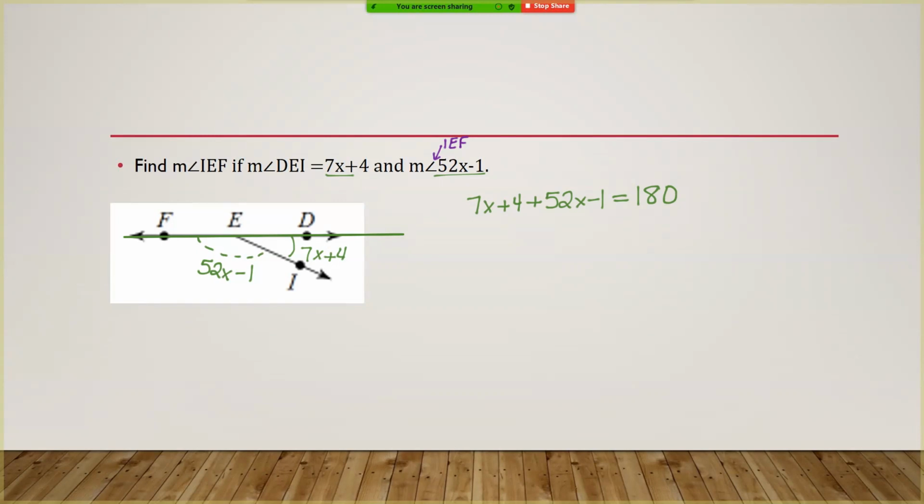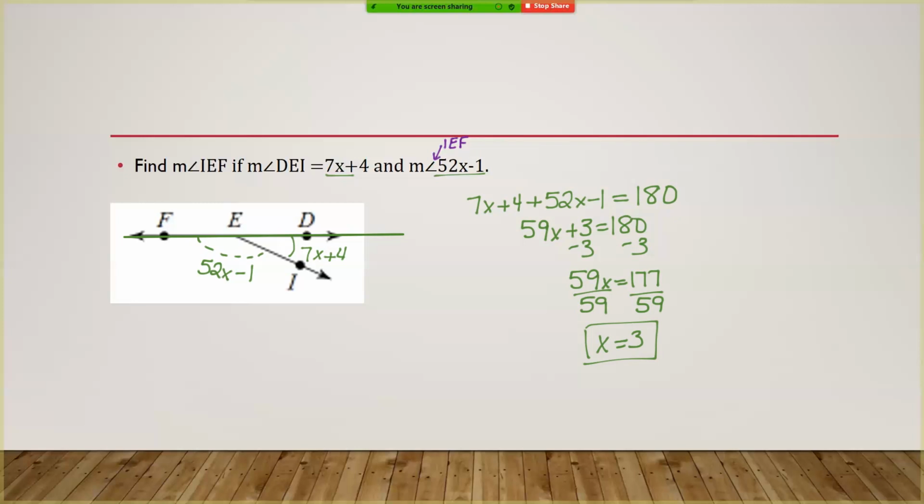supplementary. So now I'm going to combine like terms. 59x plus 3 equals 180. Subtract 3 from both sides. That gives me 59x equals 177. Then divide both sides by 59 to get an answer of x equals 3. Now that actually does not answer the question, but it helps us to get there.